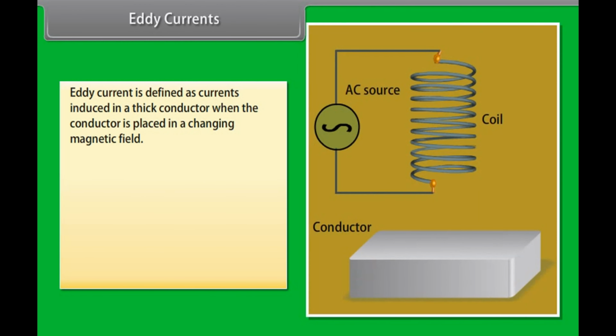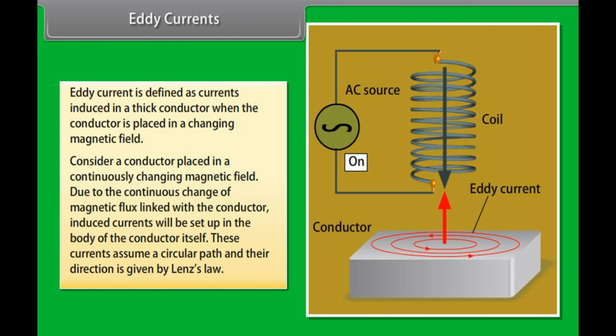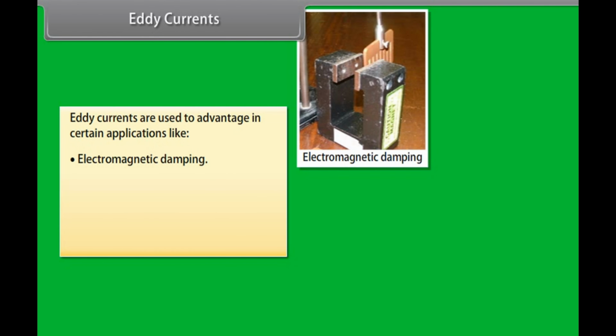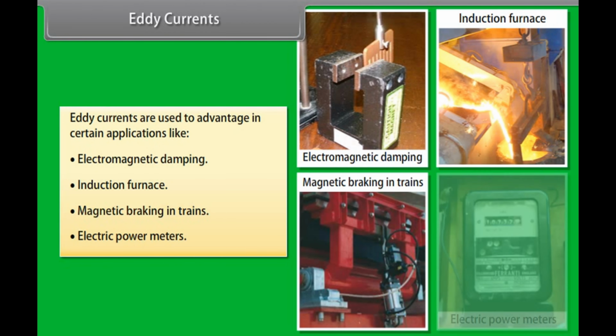Eddy currents. Eddy current is defined as currents induced in a thick conductor when the conductor is placed in a changing magnetic field. Consider a conductor placed in a continuously changing magnetic field. Due to the continuous change of magnetic flux linked with the conductor, induced currents will be set up in the body of the conductor itself. These currents assume a circular path and their direction is given by Lenz's law. Eddy currents are used to advantage in certain applications like electromagnetic damping, induction furnace, magnetic braking in trains, electric power meters.